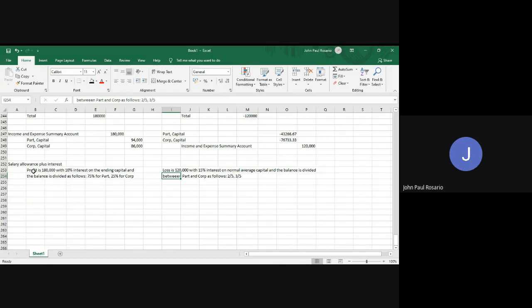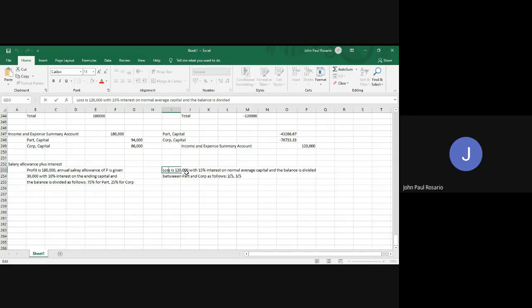So, profit with, naman to, 180,000. Annual salary allowance of 30,000 is given. Tapos, and the balance is divided. Okay.